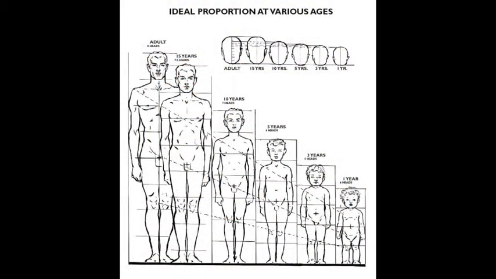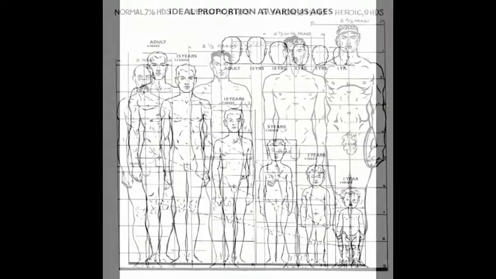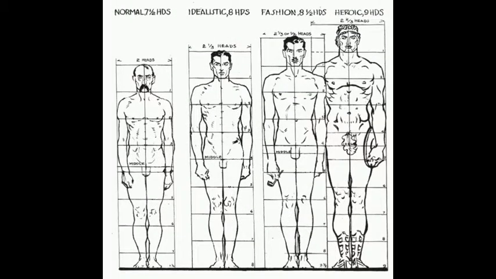You can see by this diagram that our proportions change as we grow. There are many different systems that people have come up with to calculate the human proportions. The one we are going to be using is the idealistic one, second from the left.